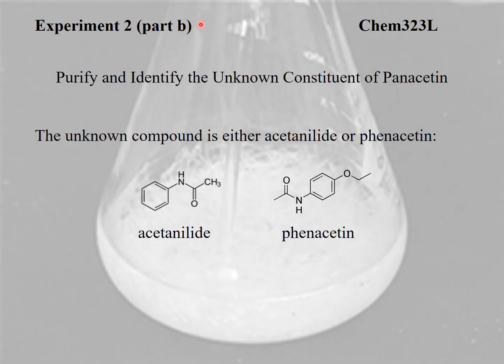In part B of this experiment, we're going to determine which of these two analgesics is my unknown, and we're going to do that by melting point. It's either going to be acetanilide or phenacetin.